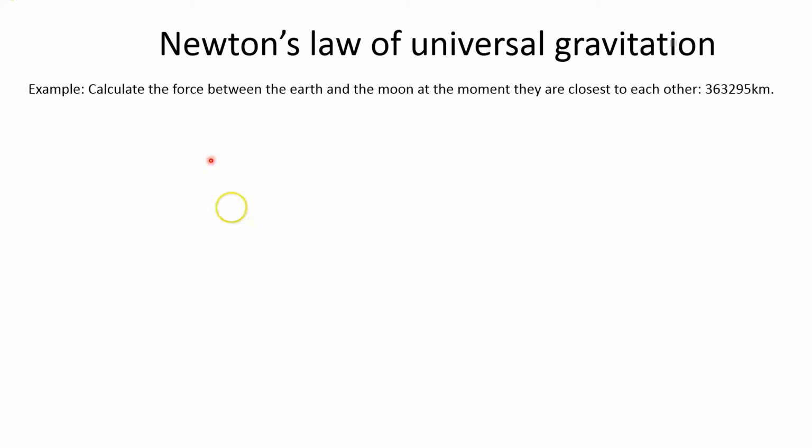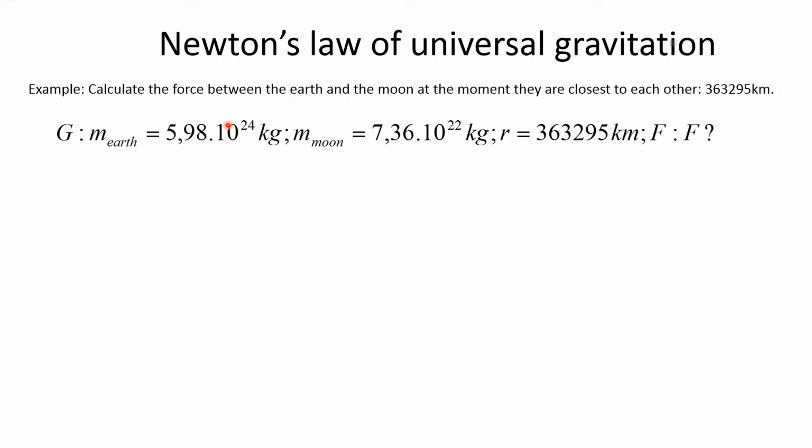Example: calculate the force between the Earth and the Moon at the moment they are closest to each other. The distance is 363,295 kilometers. So we have our givens here: the mass of the Earth, 5.98 times 10 to the power 24 kilograms. The mass of the Moon, 7.36 times 10 to the power 22 kilograms. And R is 363,295 kilometers. And we are asked to find the force between them.